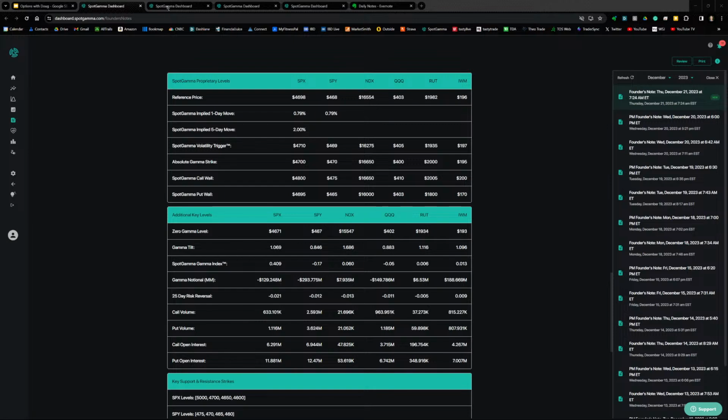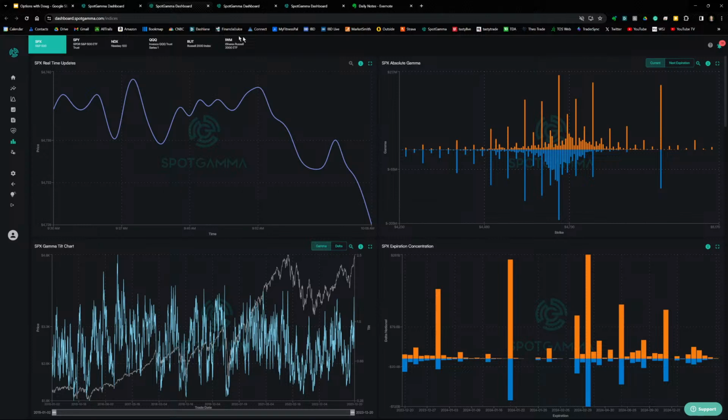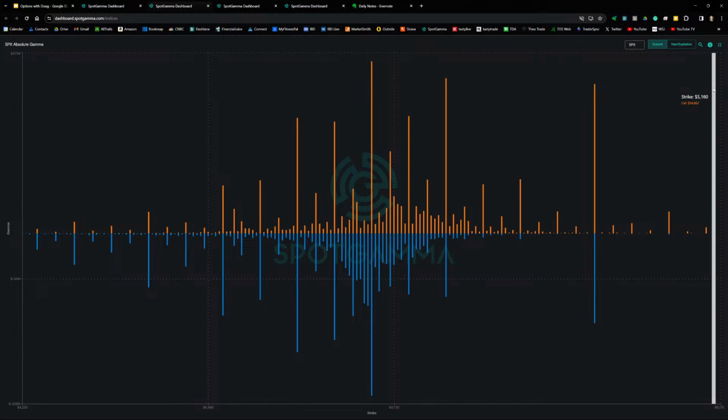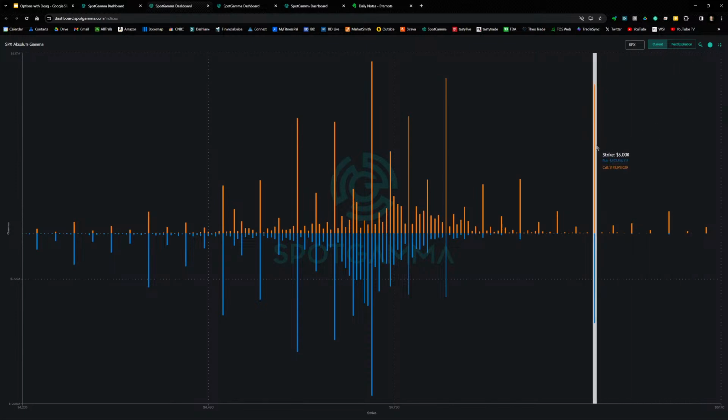All right, let's take a look at... I'm going to skip over the Vanna model again. There's nothing to see here. I'm going to shift first of all to the absolute gamma strikes for SPX. There's quite a shift. As I mentioned before, there were shifts in levels for the SPX. So let's take a look. First of all, the absolute gamma strike yesterday was at 5,000.